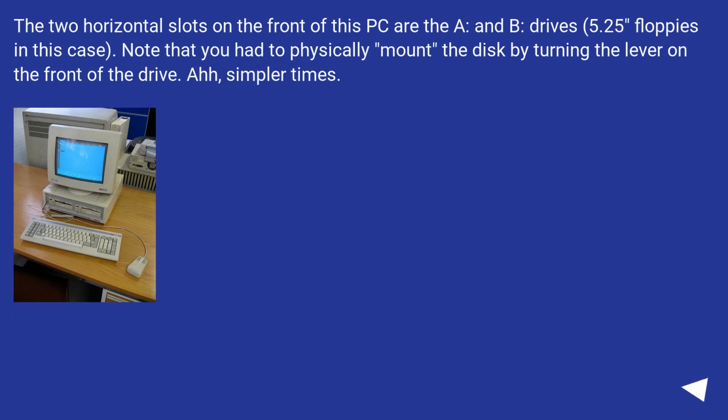The two horizontal slots on the front of this PC are the A and B drives, 5.25 inch floppies in this case. Note that you had to physically mount the disk by turning the lever on the front of the drive. Ah, simpler times.